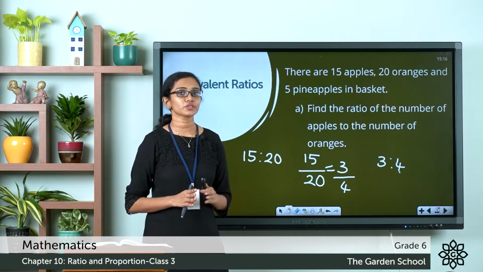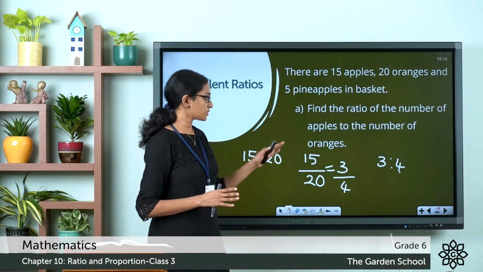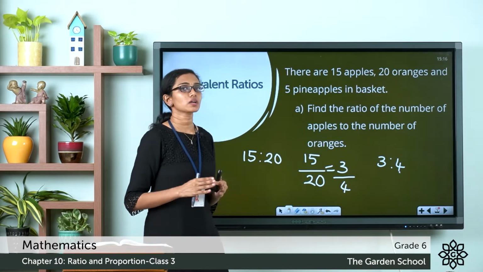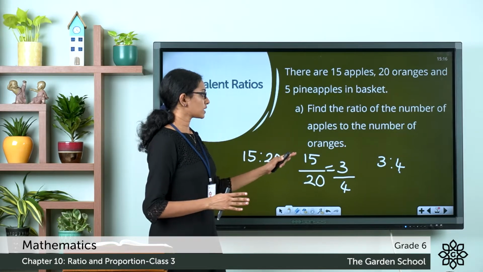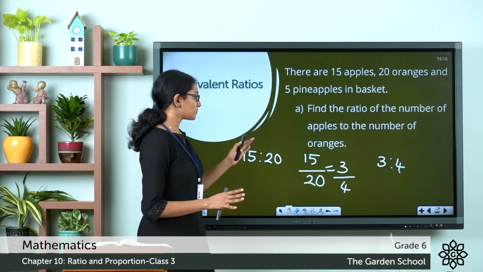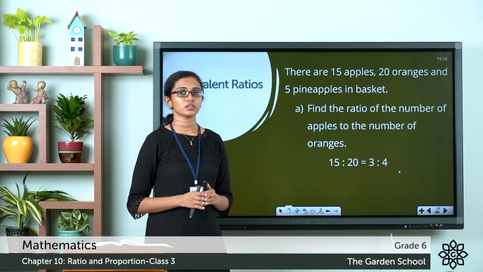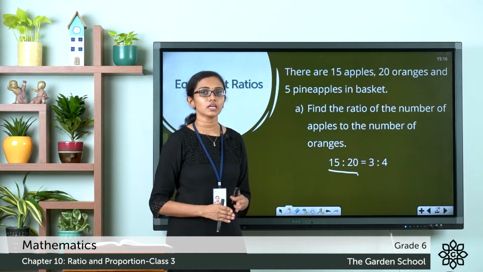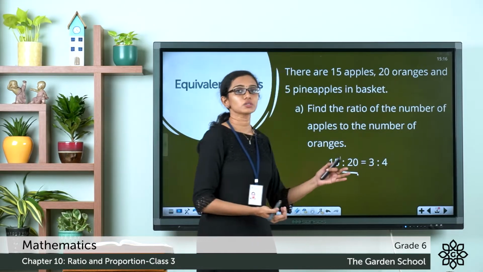Here the original ratio is 15 is to 20 and the corresponding fraction 15 by 20 could be reduced to 3 by 4, which corresponds to the ratio 3 is to 4. So just like 15 by 20 equals 3 by 4, we can say 15 is to 20 equal to 3 is to 4. That is, the ratio 15 is to 20, when reduced to the simplest form, we get the ratio 3 is to 4.